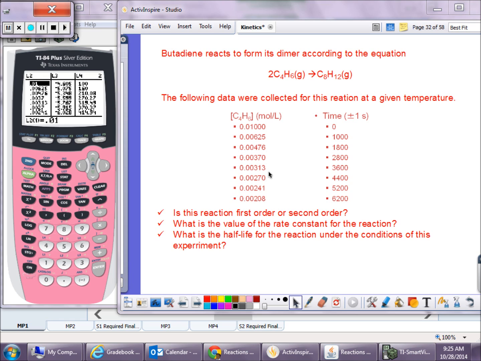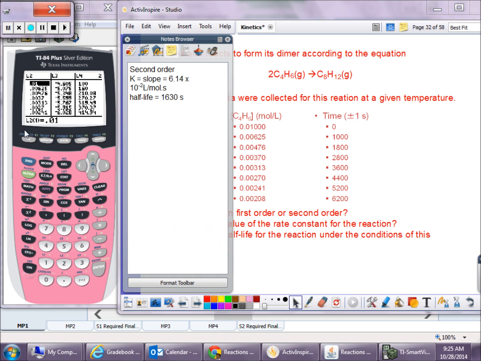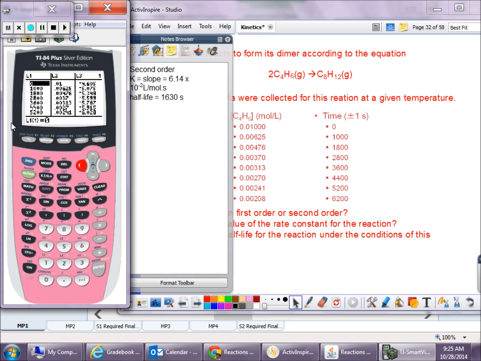Time on L1. Remember, it is start, edit. Before you do that, make sure you clear your list. Remember from yesterday, to clear your list, you do second plus, it is number 4, clear all list. Now do start, do edit, enter your time on L1 and enter your concentration on L2.